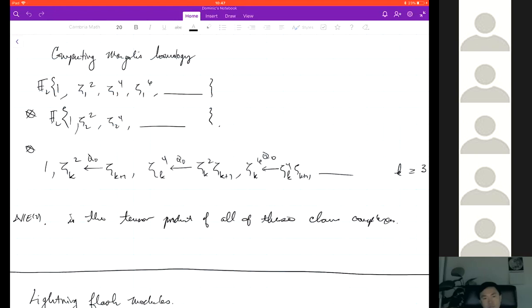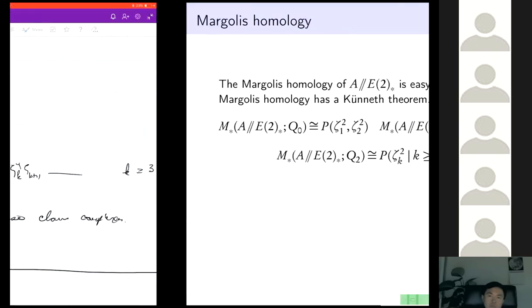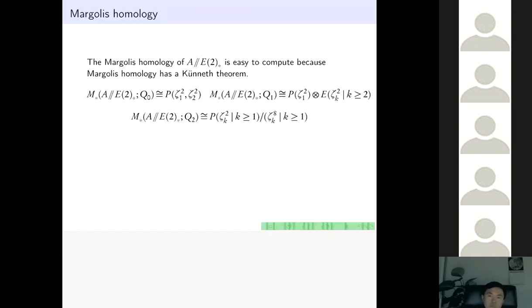Each of these small chain complexes has Margolis homology that is really easy to compute. And then because Margolis homology has a Künneth isomorphism, all of these small little chain complexes disappear, and all you're left with is the powers of zeta 1 squared and zeta 2 squared and their tensor products. And so that's how you end up with this polynomial algebra on zeta 1 squared and zeta 2 squared. It's the same story for all the other Margolis homology groups.